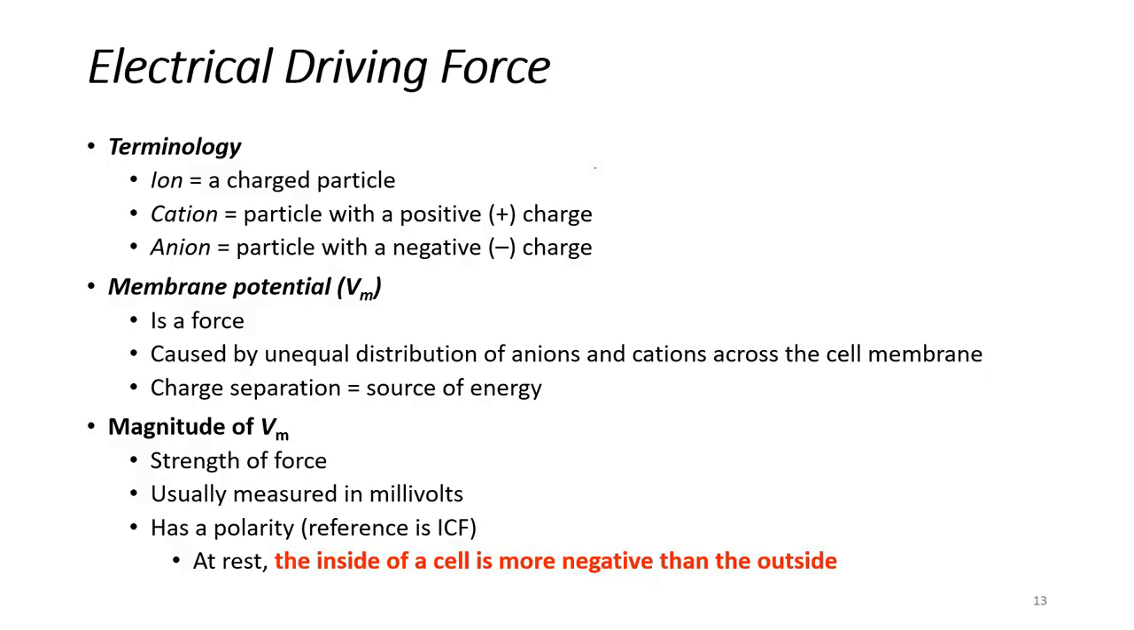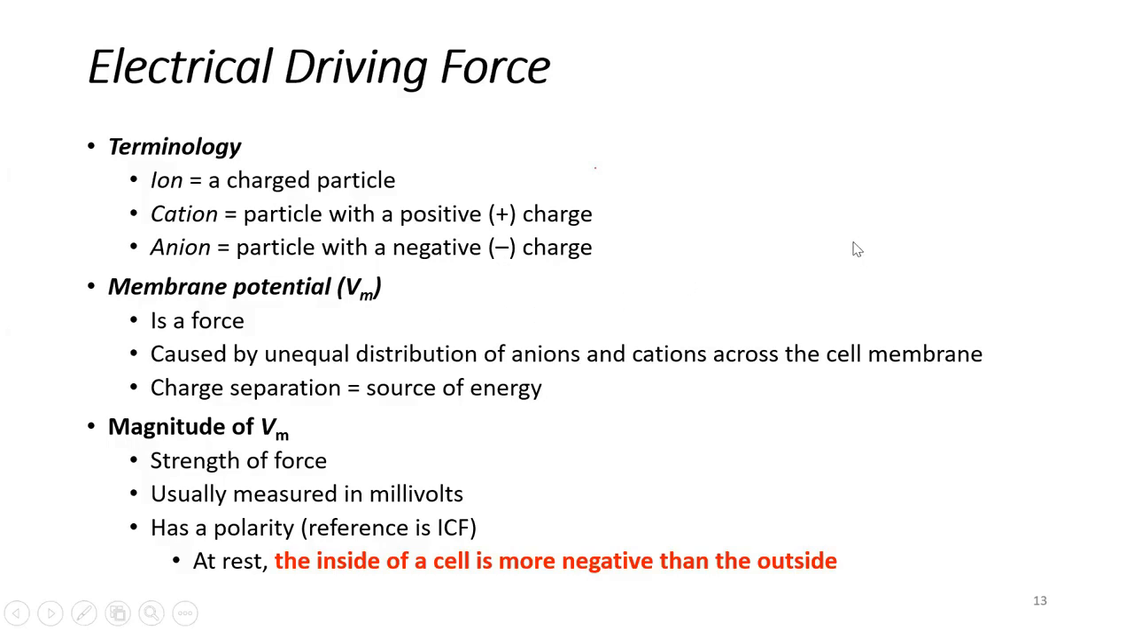An ion is a charged particle. So think about sodium, potassium, calcium, they are all charged particles. They can be positively charged, that makes them a cation. They can be negatively charged, that makes them an anion. We also want to describe what the word membrane potential means. Membrane potential is represented by this large V and then a small m.